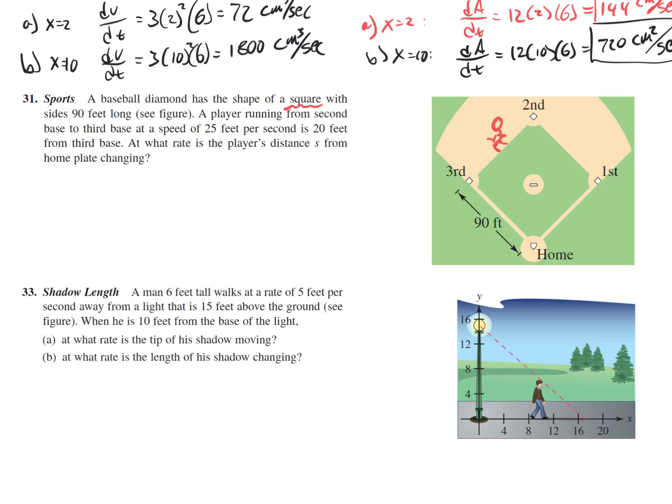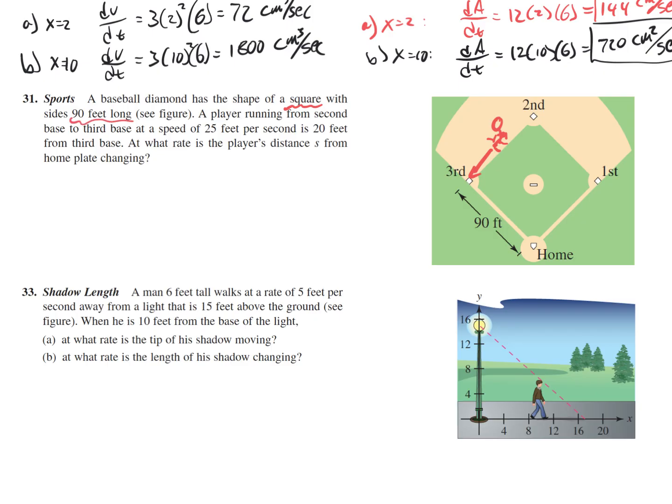My little stick figure. I don't know if he's running or falling down or dancing. I don't know. Okay. All right. So he's running this way. And we know it's 90 feet between the two bases. So let's look at the rest of the problem here.